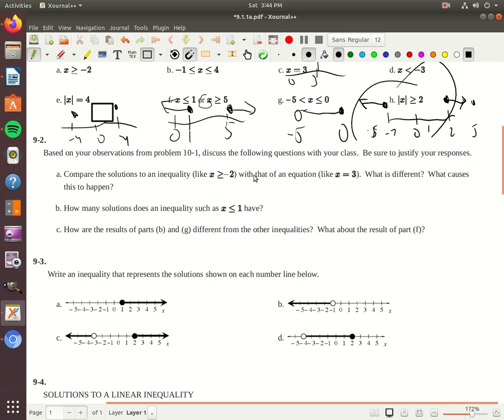So, based on your observations from 10.1, discuss the following questions to the class. Be sure to justify your responses. Compare the solutions to x is greater than negative 2 with the equation x equals 3. Well, again, we know this has infinite solutions. We know this has one solution. That's one of the big differences, right? What causes that to happen? Well, this is known as an inequality sign, meaning not equal to.